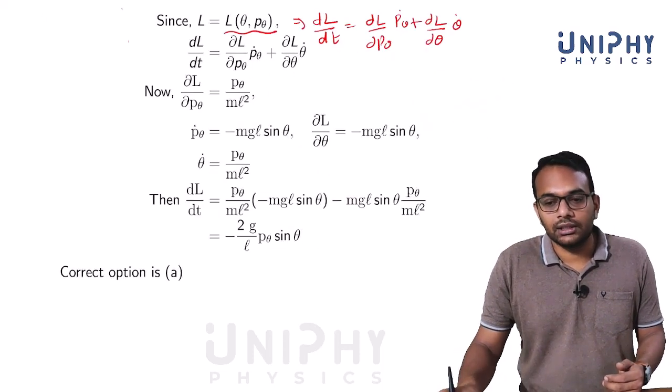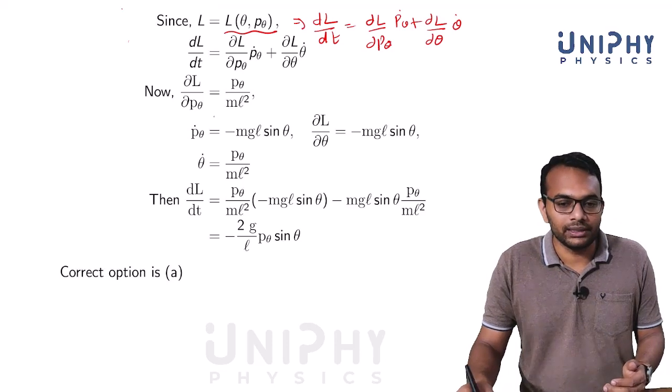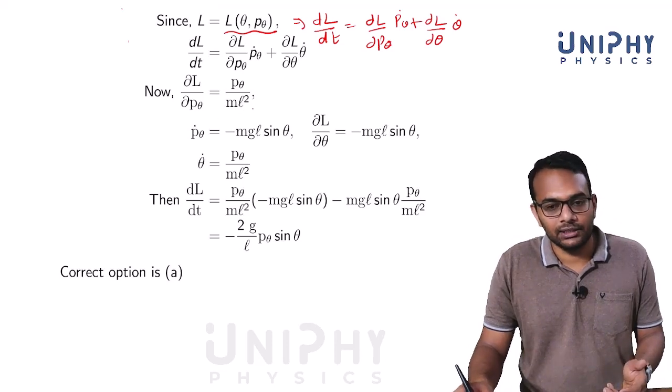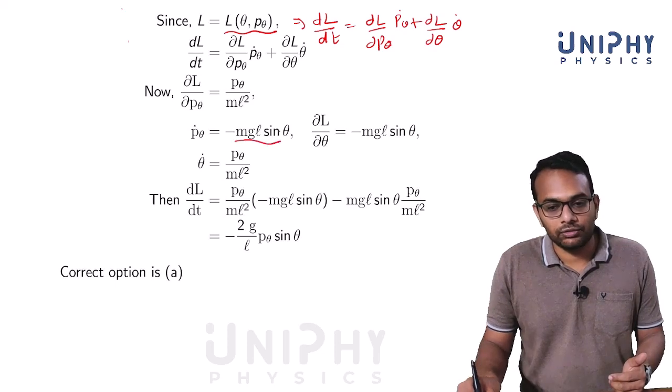And what's dou L by dou p theta? We already found dou L by dou p theta, that's p theta divided by ml square. And p theta dot, that also we have found.